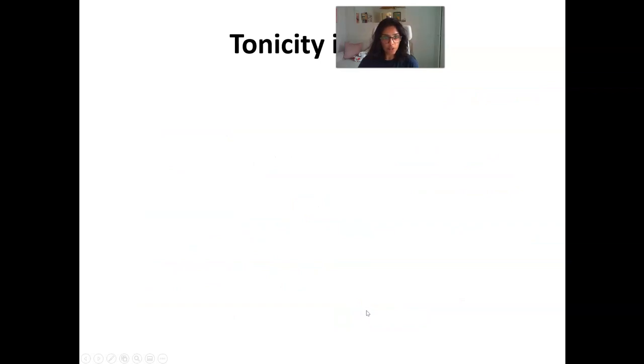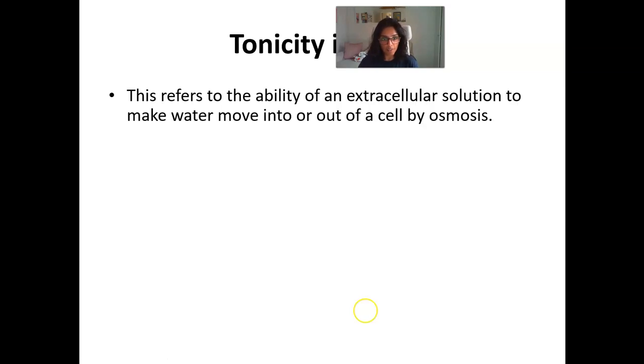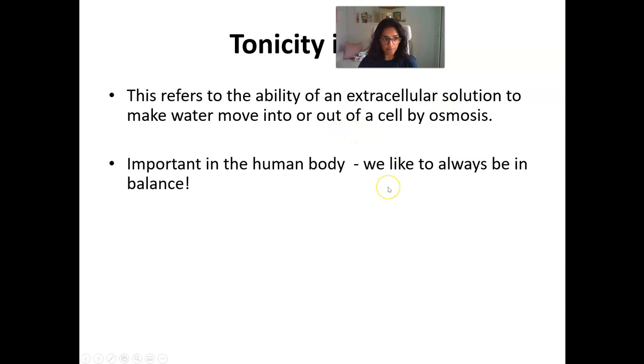Okay, so the next thing we're going to be looking at is something called tonicity in cells. And what this really means is the volume or concentration of water surrounding a cell. So remember, the word extracellular means outside of the cell. So this is fluid outside of the cell and its effect on cells.